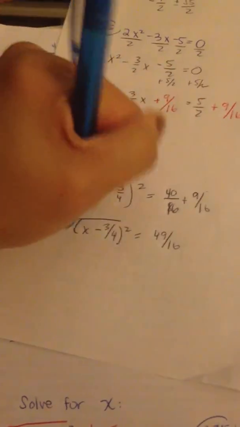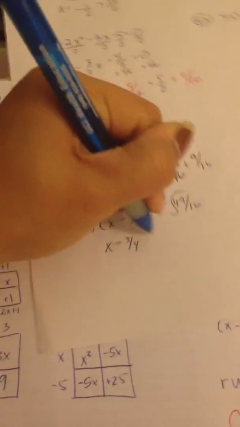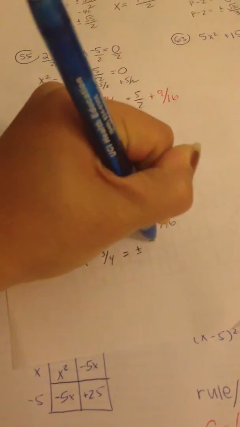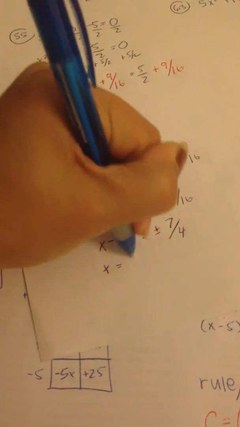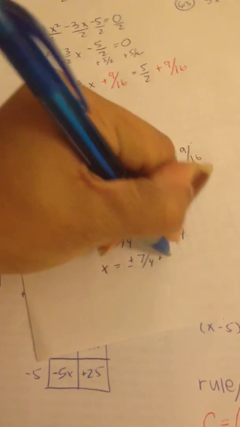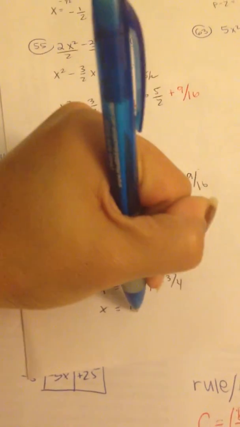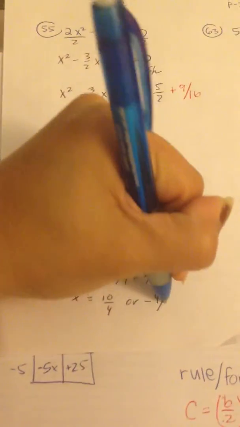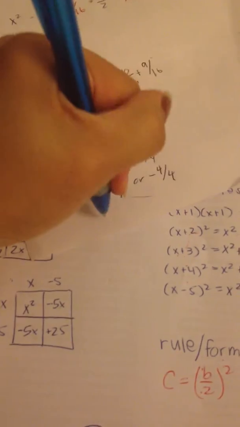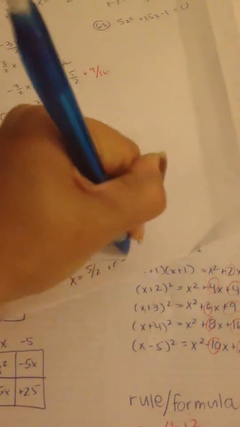Take the square root of both sides. Anytime you take the square root, plus or minus in front of it. Sorry, my paper's falling. X minus 3/4, square roots cancel, equals plus or minus square root of 49 is 7, square root of 16 is 4. Add 3/4 on both sides, so x equals plus or minus 7 over 4 plus 3/4. So that equals 7/4 plus 3/4 is 10/4, or negative 7/4 plus 3/4 is negative 4/4. Final answer is x equals, simplify these two numbers, 5 halves or negative 1.